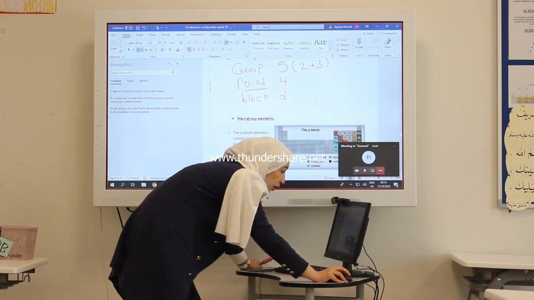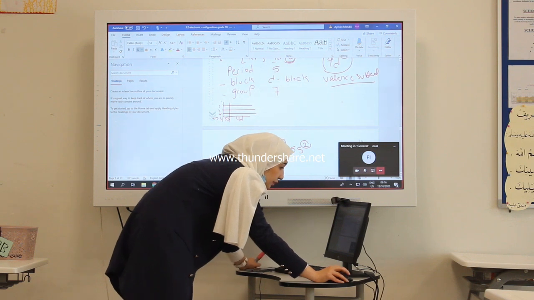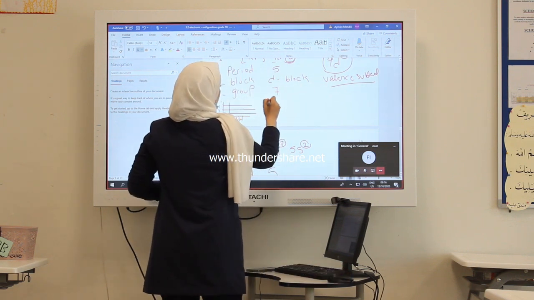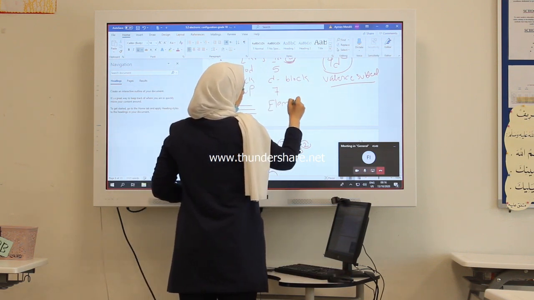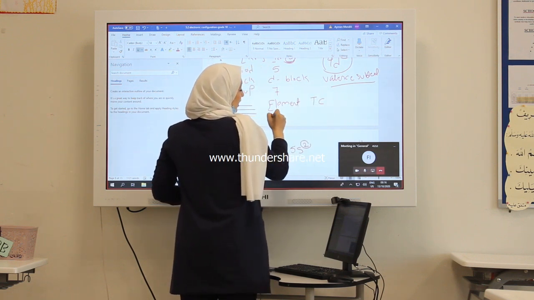Before we proceed, does anyone have a question on that? So the element is titanium and another element in its group.